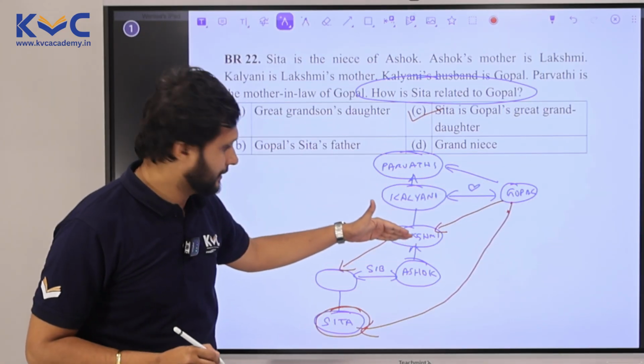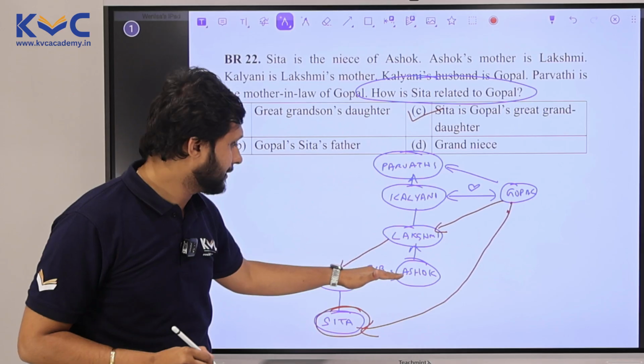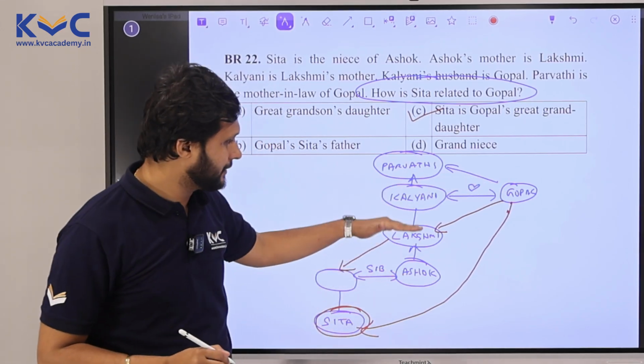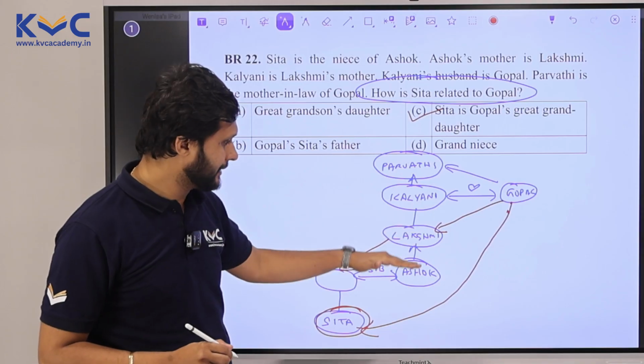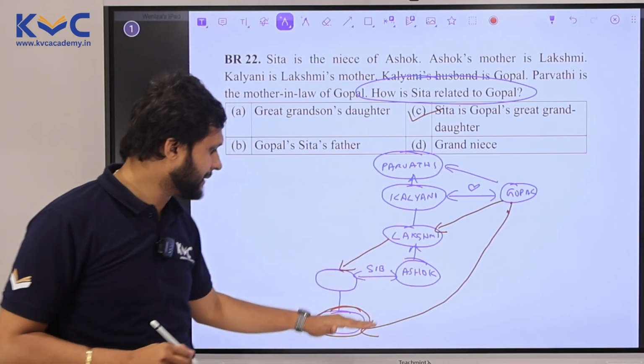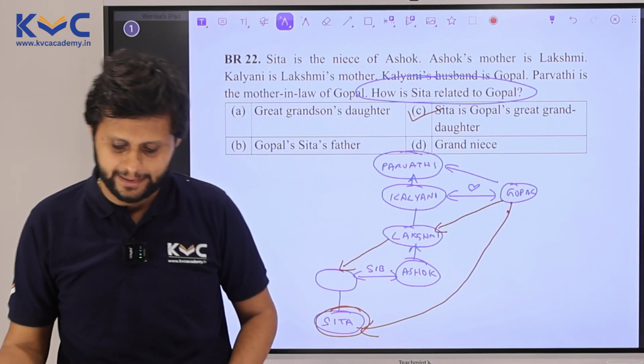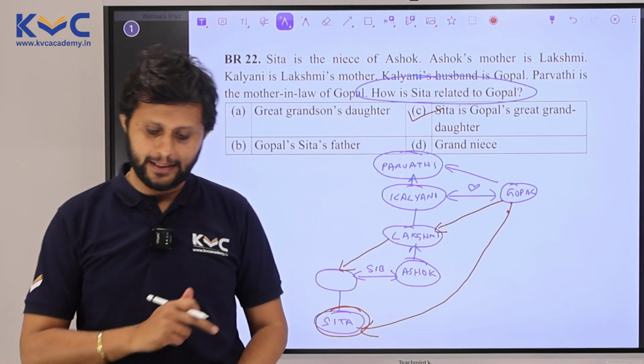Daughter, grand, great grand. See the levels, I repeat again. Same level, daughter, one level down, grand, then this becomes great grand. That's the answer. Sita is Gopal's great granddaughter. Question number 23.